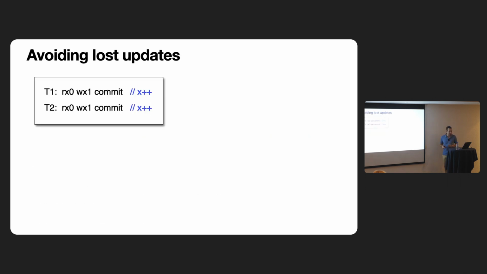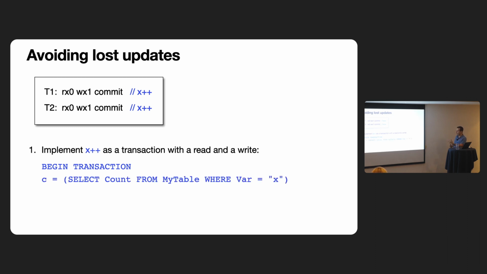So let's say we have our lost update example. There are different ways you can map this onto SQL, if you have to use SQL. One way, which is closest to what I wrote here, is that you implement x++ as a transaction with separate read and write. We open the transaction and select the value of x, which is some row in this table, into some local variable, like a stored procedure. Then you compute the increment, and then you update the table, setting this variable to the previous value plus one, and you commit the transaction.